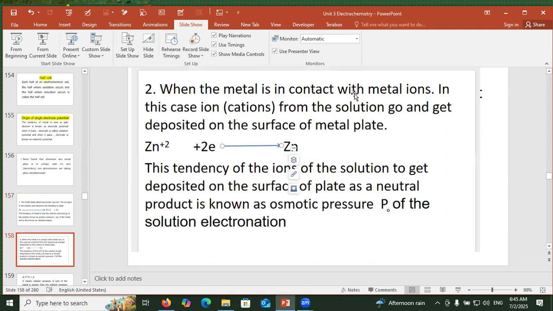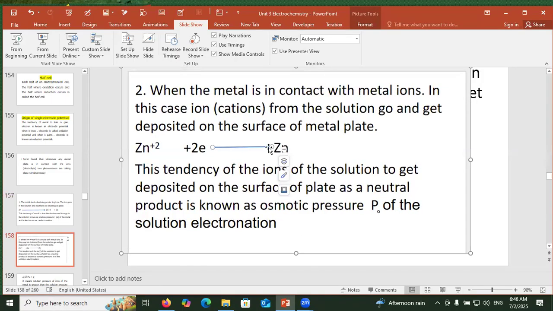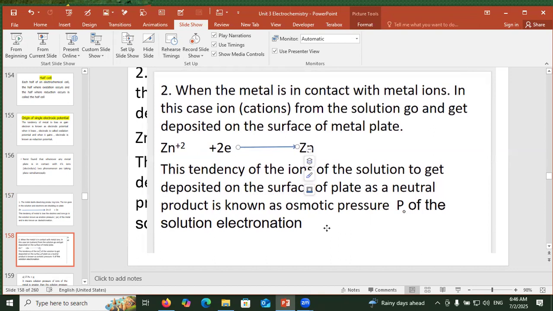When the metal is in contact with its metal ions, ions from the solution go and get deposited on the surface of the metal. In this reaction, the zinc ion gets electrons and produces zinc. This tendency of the ions of the solution to get deposited on the surface of the plate as a neutral product is known as osmotic pressure, P naught, of the solution concentration.